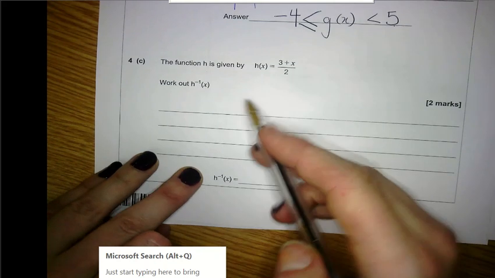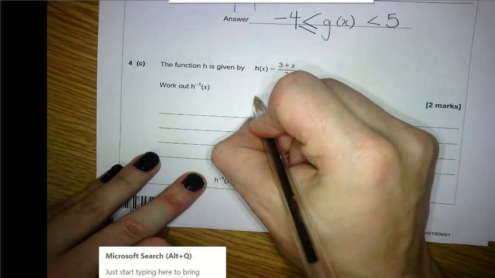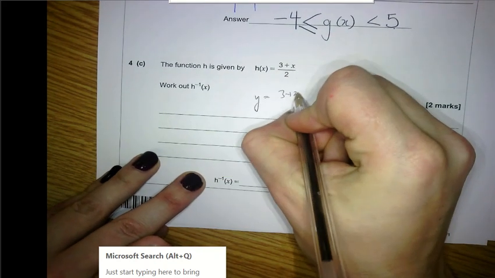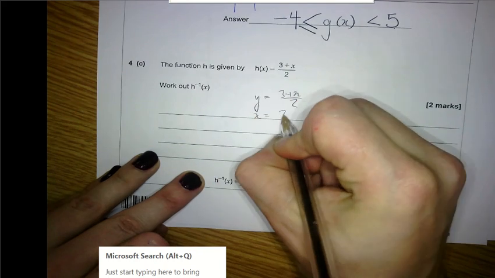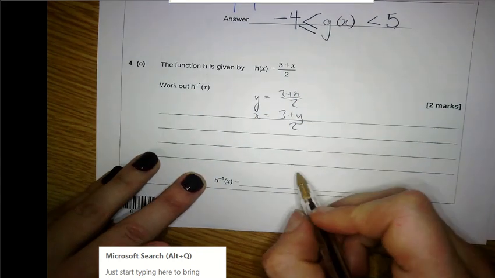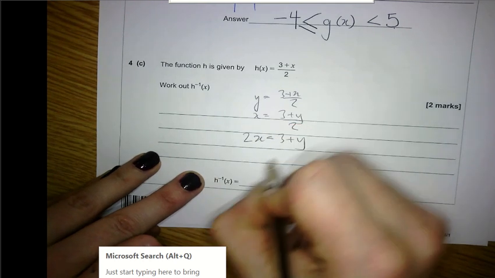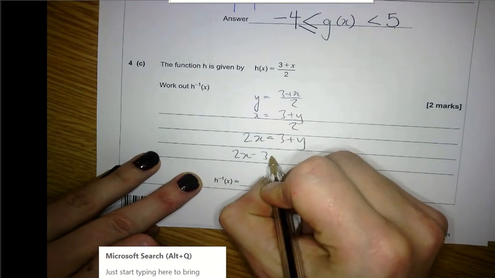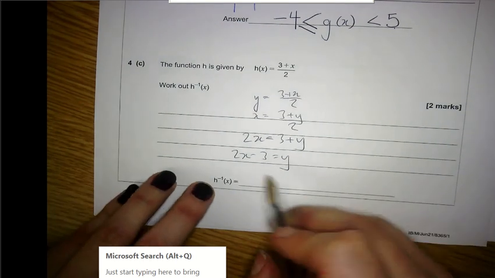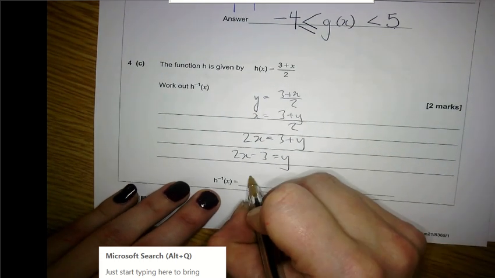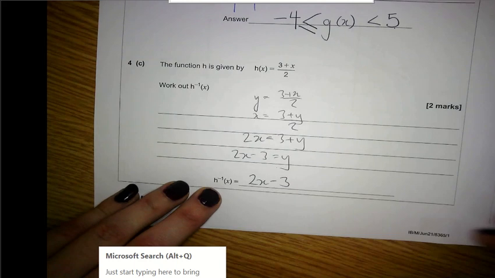H of x, find the inverse. So I'm going to write h of x as y, 3 plus x over 2. Switch x and y: x equals 3 plus y over 2, and rearrange to make y the subject. So times by 2, subtract 3, and then finally replace that with h minus 1 of x. So h minus 1 of x is 2x minus 3.